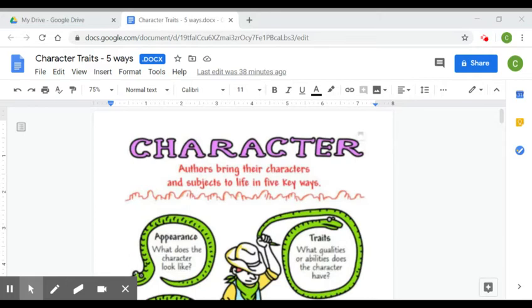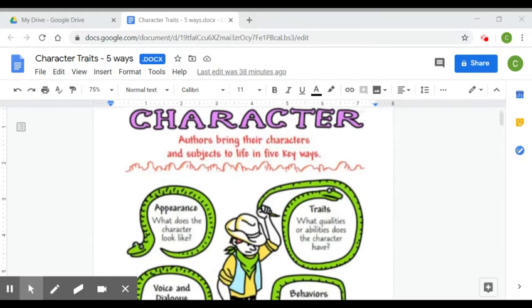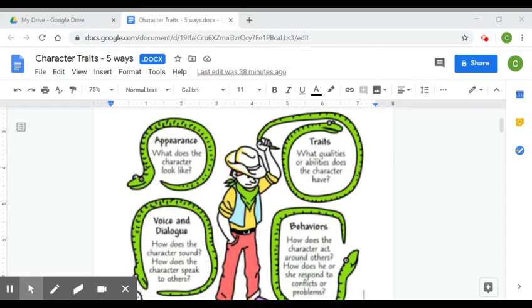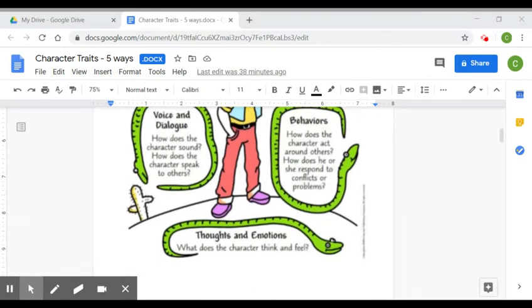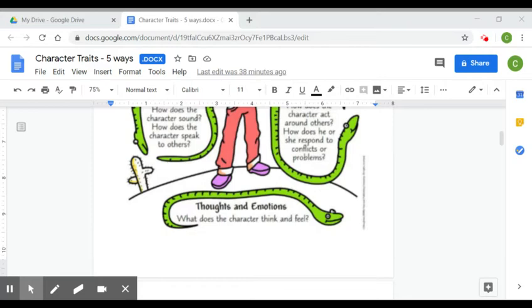Today we are going to be discussing character. We're going to be talking about how authors bring their characters and subjects to life in 5 key ways. The 5 key ways that we're going to be talking about are appearance, traits, voice and dialogue, behaviors, and thoughts and emotions.